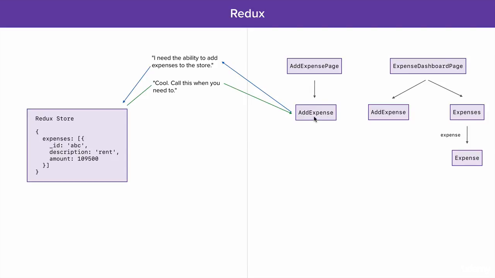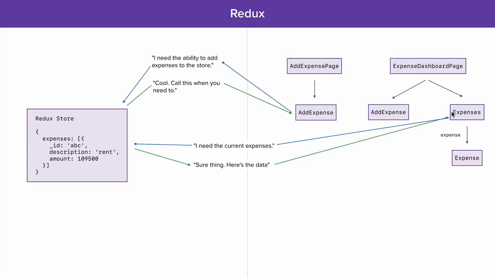This means that add expense can get used anywhere. It's not getting anything directly from the parent. So over here, we can also get the ability to add something to the store. Now, the other components inside of our app, they're also going to need to be able to work with the store in one way or another, either reading or writing data. So the expenses component, for example, is going to say, hey, I need all of the current expenses. This is the array. And the store is going to respond, giving that to the expenses component so it can actually render the list.